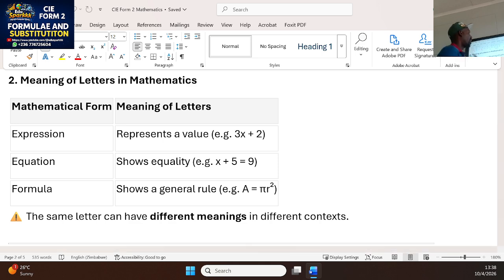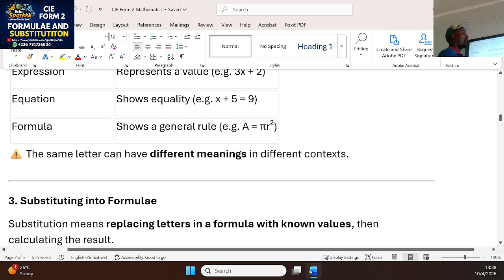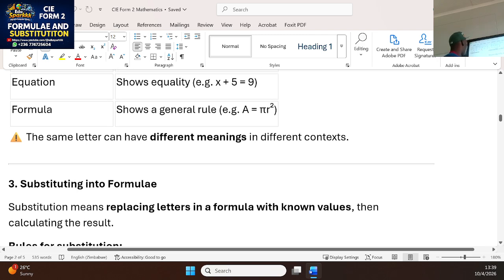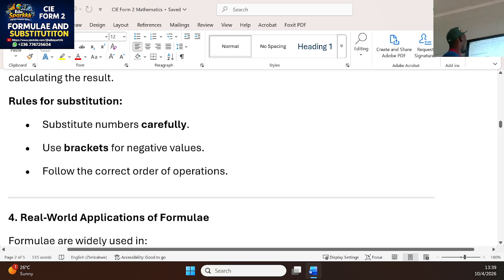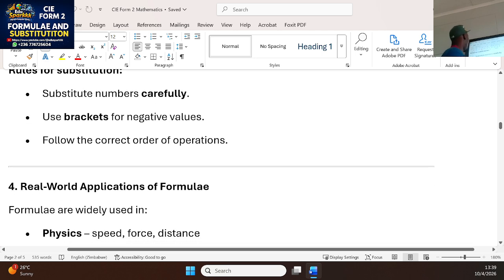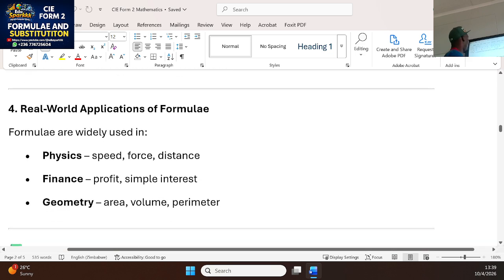An expression represents a value, for instance, 3x plus 3. An equation has an equality sign shown somewhere, x plus 5 equal to 9. A formula is just a general rule and it includes two or more different variables. Then, substituting into a formula is replacing a letter by a known value. If the value happens to be positive, we just substitute it directly. But if it's negative, to safeguard against sign changes, we need to surround it by brackets.